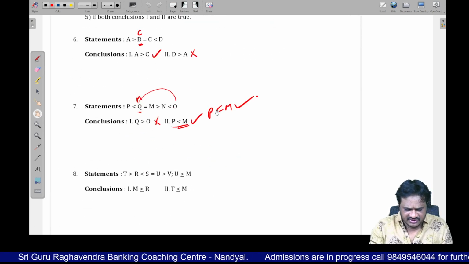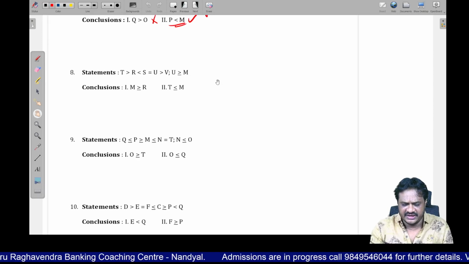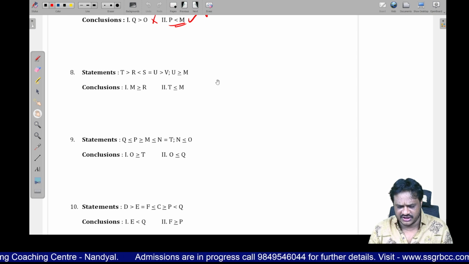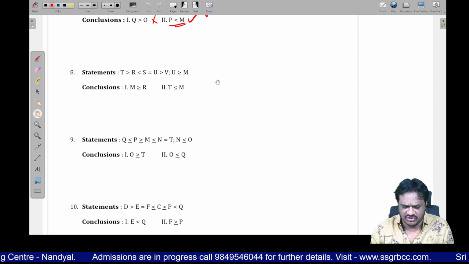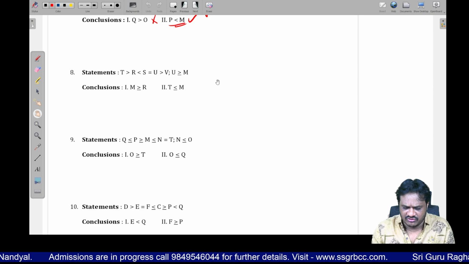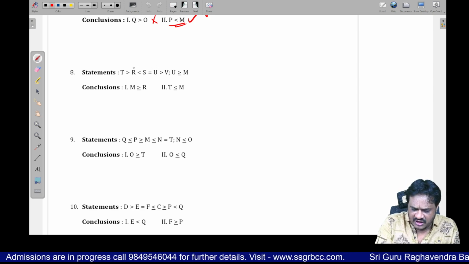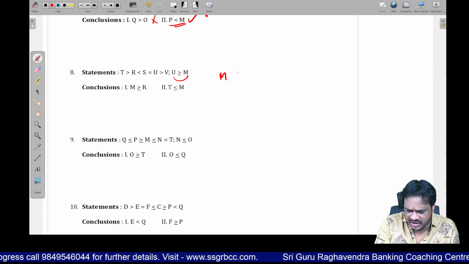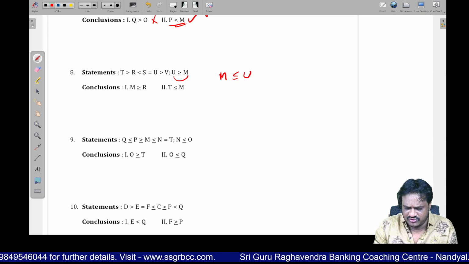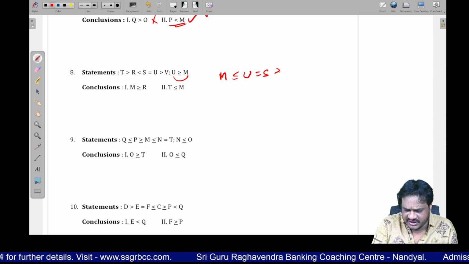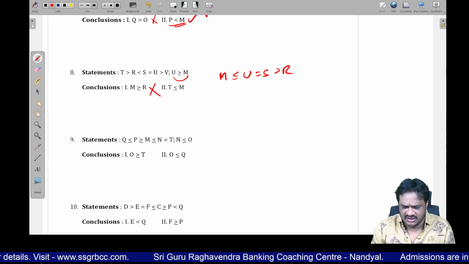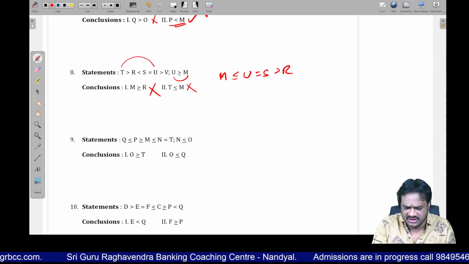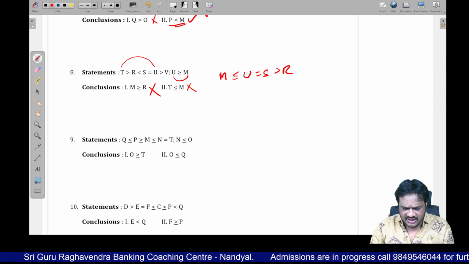Now let us see eighth question. T greater than R less than S, S is equal to U greater than V, U greater than or equal to M. Now M greater than or equal to R. Let us see here. First of all, M to U. M less than or equal to U. U is equal to S and S greater than R. There is no common symbol. T less than or equal to M. From T to U only there is no common symbol. So neither one. Ninth question.